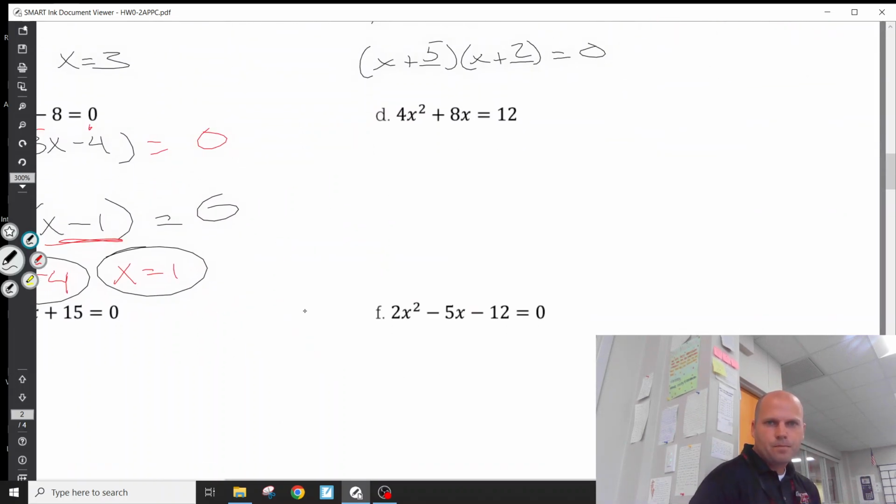Let's go to D. Again, it's not advantageous to factor until we have something set equal to 0. So I'm going to move the 12 from the right side onto the left side. I will factor out a greatest common factor. All of these terms share a 4.